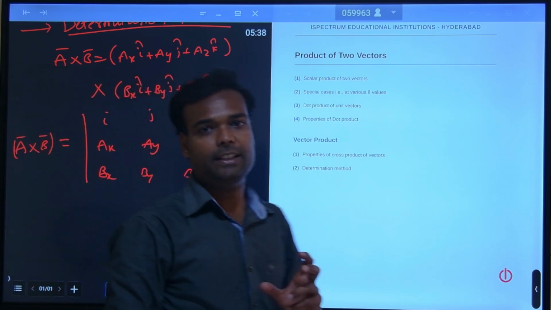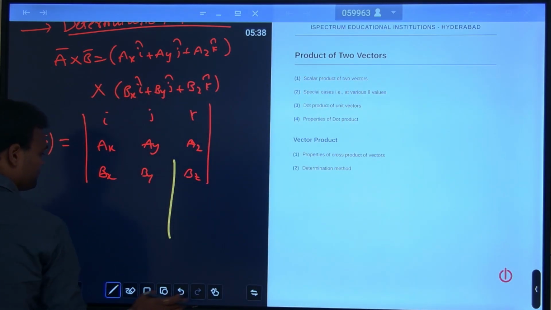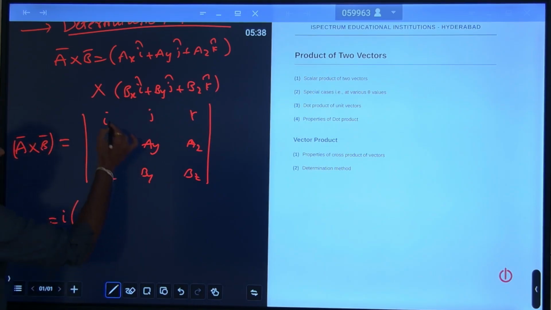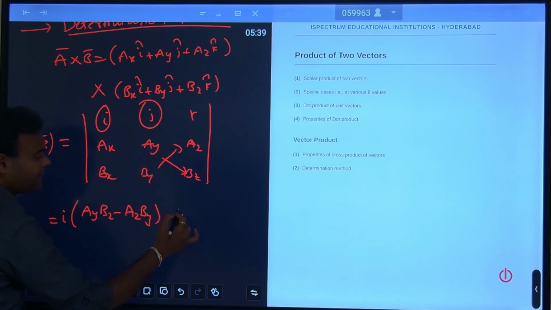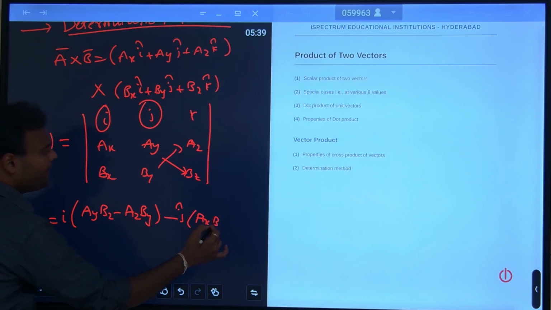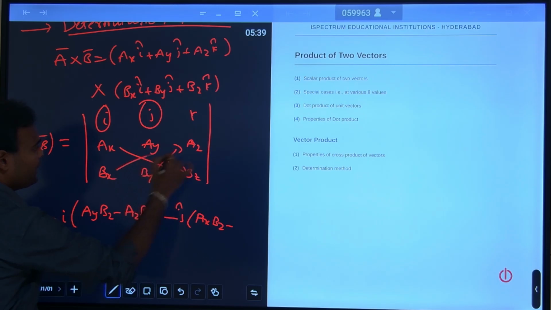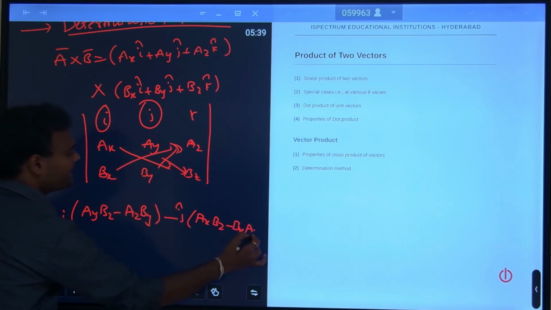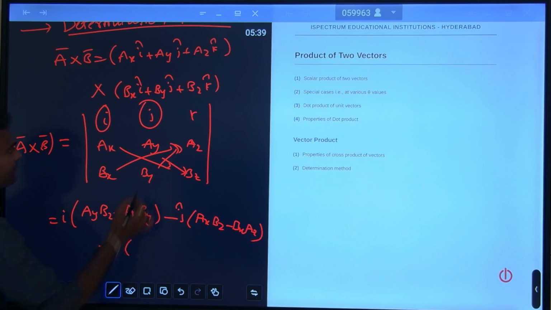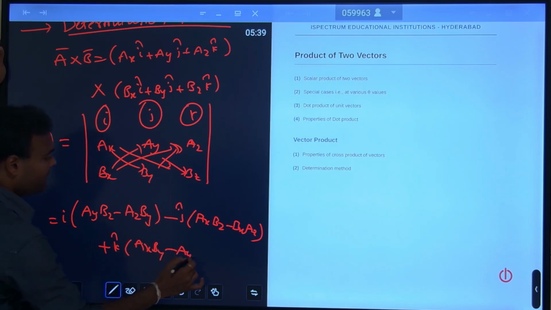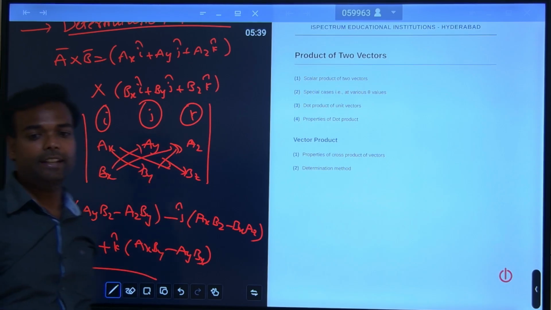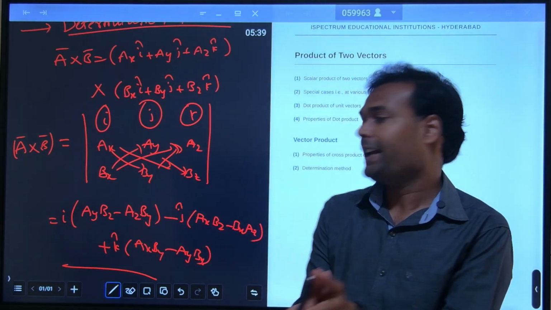In this determinant method, the procedure is, when I am finding for i, multiplication of these two, that is Ay Bz minus Az By. Now for finding j, we have to write it as minus (Ax Bz minus Bx Az), and plus, for this one, k (Ax By minus Ay Bx). And this is the answer for a cross b, and this is the procedure for the determinant method.